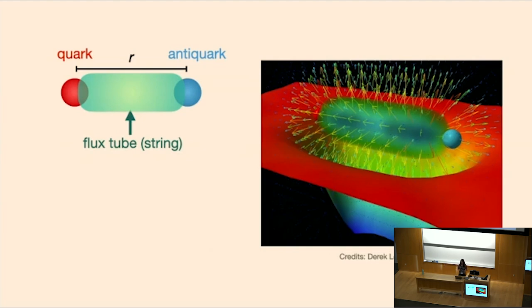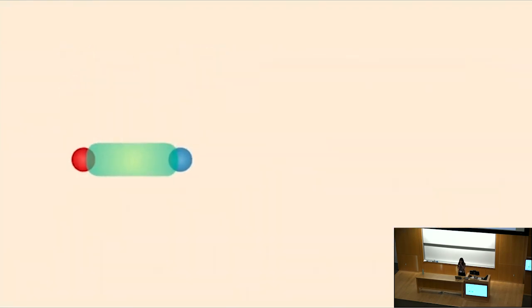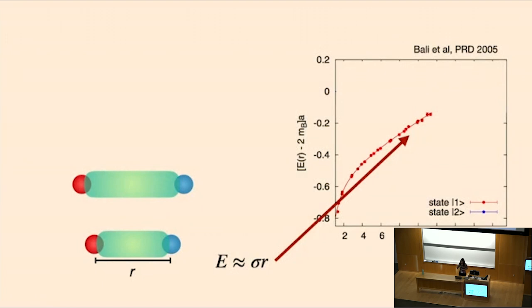So it's proportional to R, which means that a quark and an antiquark experience a potential, like they have an energy that grows linearly with their distance. And this proportionality constant is what we call the string tension. Now, this picture holds for a good range of the distance R. You see here in this plot this linear dependence of the energy on the distance.